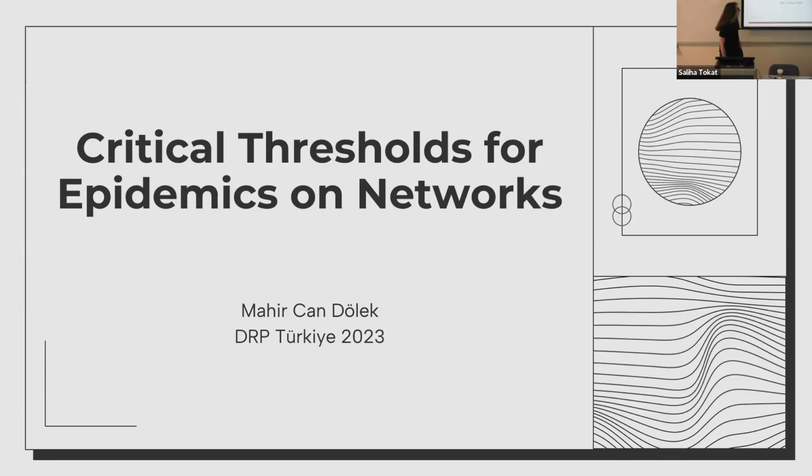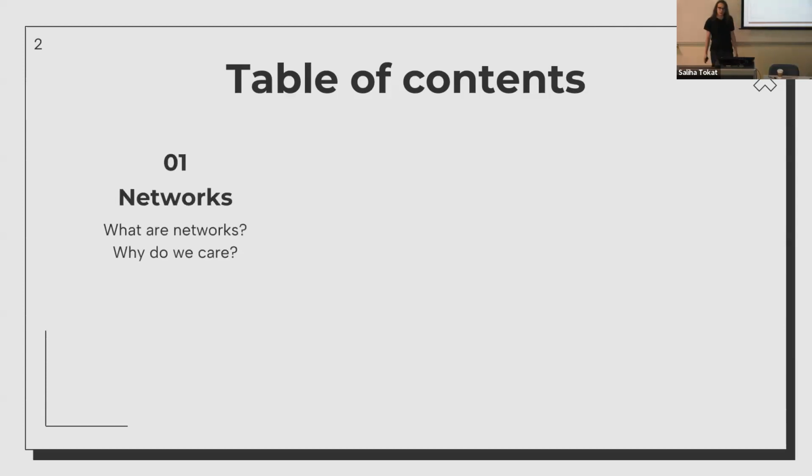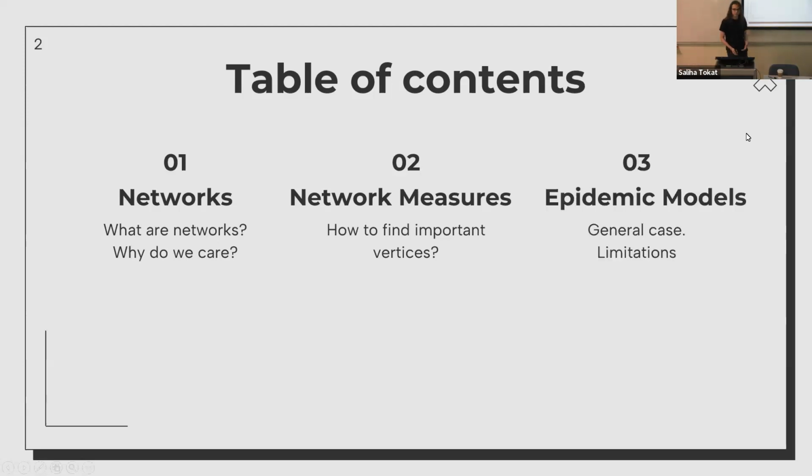Thank you. My name is Mahir. Today I will be talking about critical thresholds for epidemics on networks. First of all, I want to give you an outline of my presentation. My presentation will be in 5 parts. In the first part, I will talk about networks, what they are and how we can represent them. Secondly, I will be talking about how to find important vertices that we want to focus on, because it will be an important question later on.